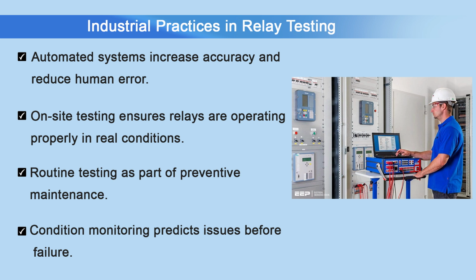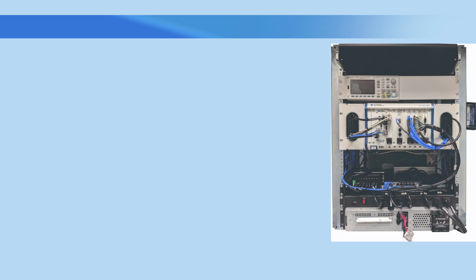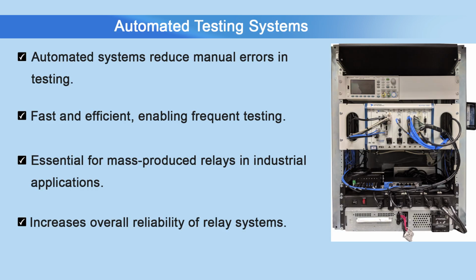So, industries have developed various practices to ensure the accuracy, efficiency and reliability of our relay testing. These practices are designed to meet industry standards, reduce testing time and ensure the long term performance of the relay. So, first is our automated testing. Automatic relay testing involves using specialized testing equipment that can perform multiple tests simultaneously, reducing the time required for testing and increasing the accuracy. This reduces the human error, ensures consistency and allows for testing of a large number of relays in a shorter period. It is particularly beneficial in manufacturing environments where relays are produced in large quantities.